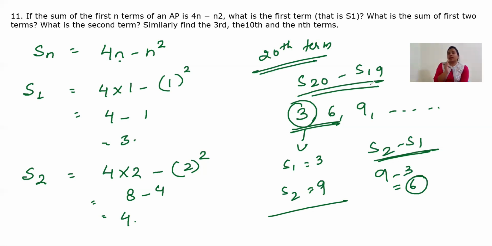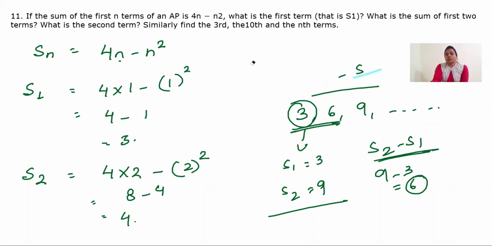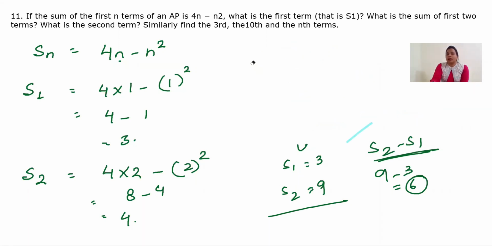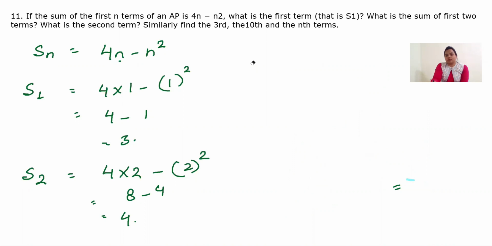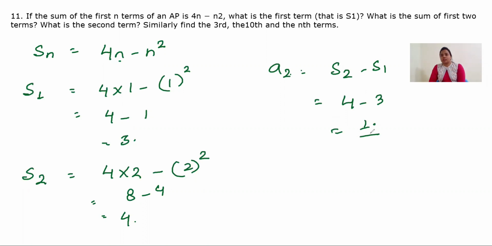So whenever the formula for the sum of the terms is given, and we have to find a specific term, we can simply subtract the sums of consecutive numbers of terms. So if I have to find the second term, what do I have to subtract? S2 minus S1. S2 we already have 4 and S1 we have 3. What will be the second term? That is 4 minus 3 and that will be equal to 1. So I can write A2 is equal to S2 minus S1. This is equal to 4 minus 3 and that is equal to 1 for the second term.